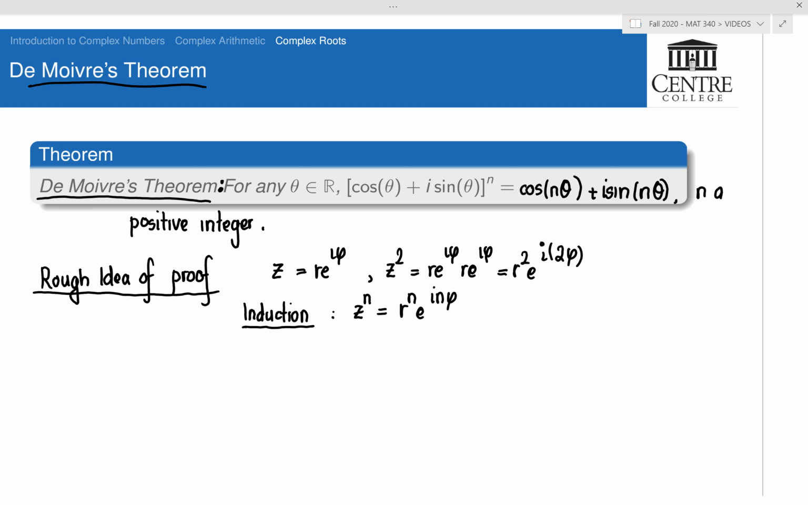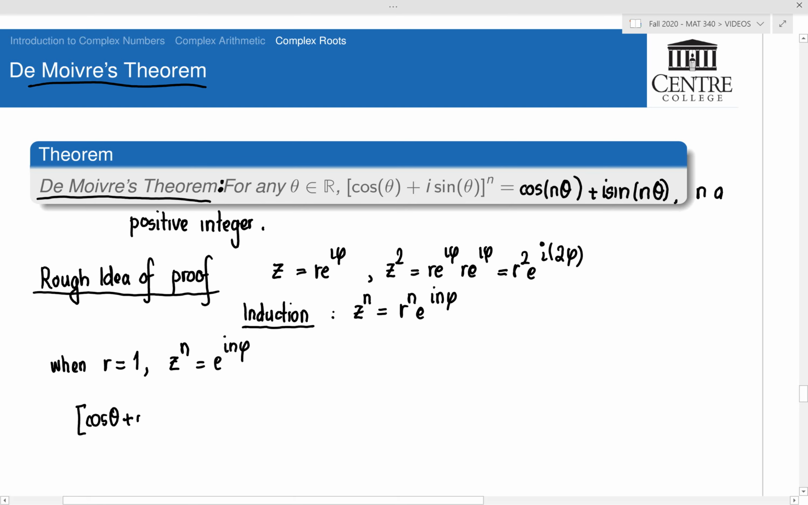So in particular, when r is equal to 1, z to the n is going to equal e to the i n phi. So let's say z is equal to cosine theta plus i sine theta. That's exactly when r is equal to 1. So from here, I get cosine theta plus i sine theta to the n is going to equal e to the i n theta. And remember, by definition of the exponential, that's going to be cosine of n theta plus i sine of n theta, which is exactly what we wanted to show.